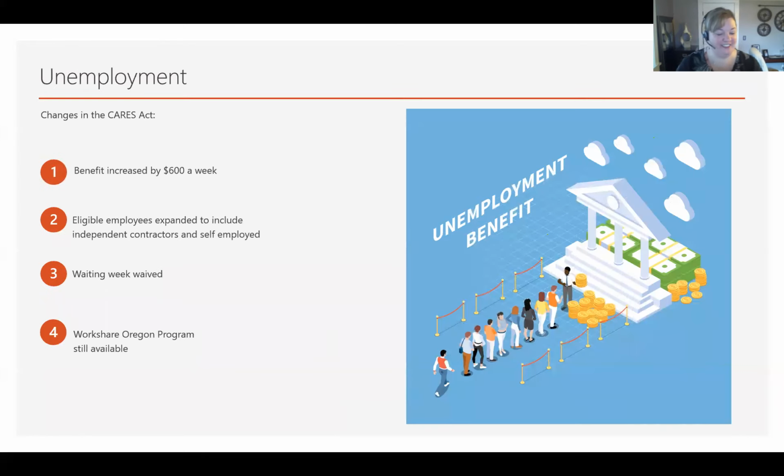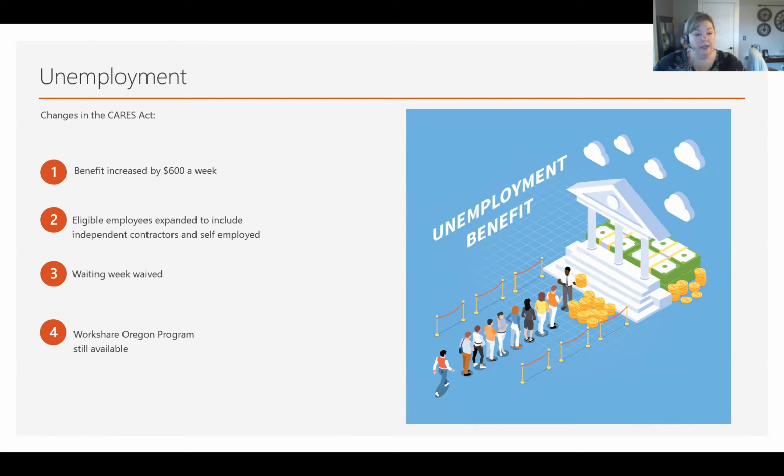Okay, so unemployment, that's the other popular question. Unemployment, the benefit is increased by $600 a week. And so whatever benefit Oregon or Washington or California, I know we have people all over the place, whatever benefit you're getting, or not you, but your staff or whoever, it'll automatically be increased by $600 a week.